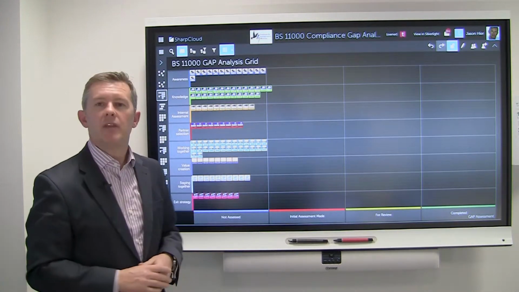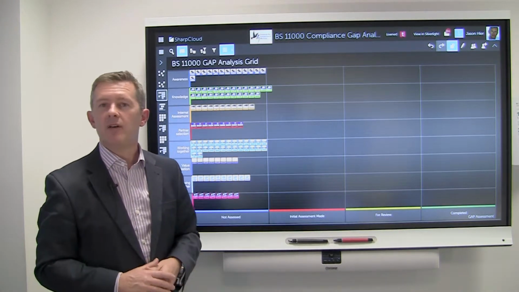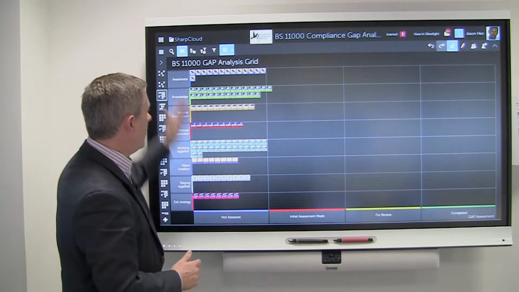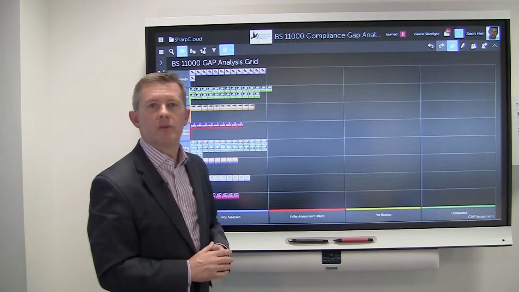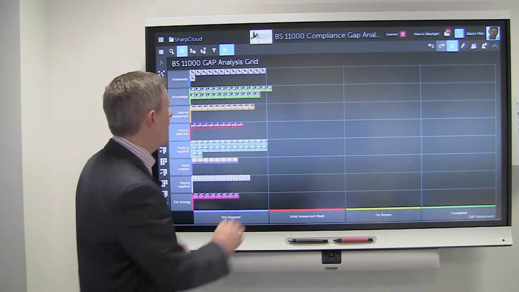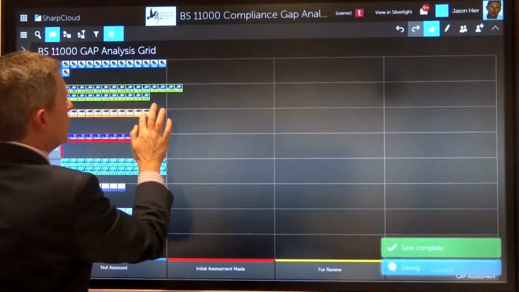For example, I've put together a gap analysis here and show you how it might work. This happens to be on BS 11000, which is a collaboration framework. And what you quickly got here is the 8 stages and some statuses against how compliant you are with this particular gap analysis. And together online, you can be moving and assessing how things are working together.